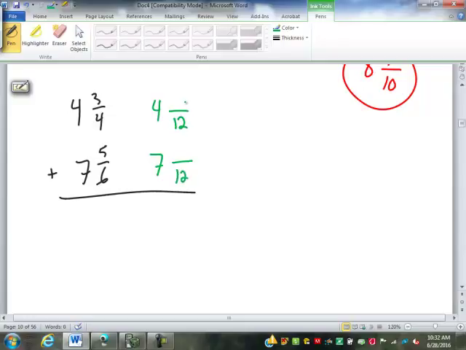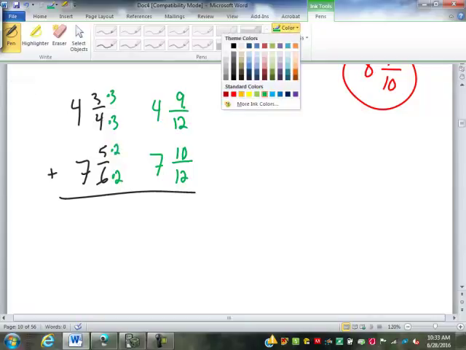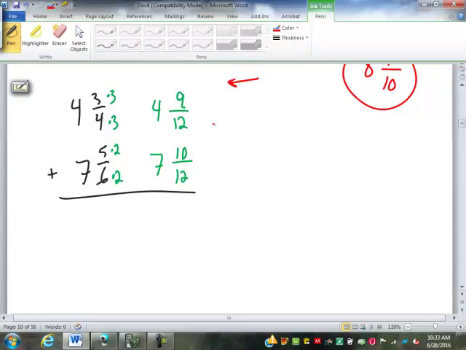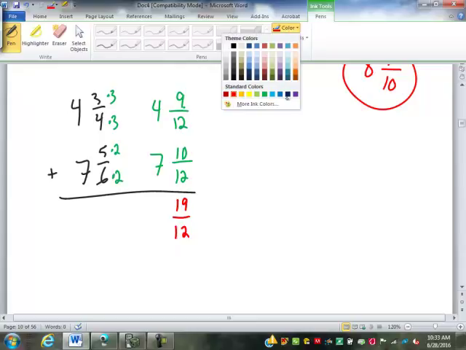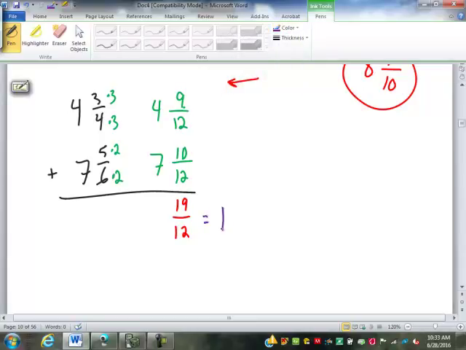Very good. What's going to go up here? 9. Good. 4 times 3 to make 12, so we have to do 3 times 3. Gives us 9. What's going to go here? 10. Good. 6 times 2 makes 12, so we have to do 5 times 2 to get a 10. And now, just like up above, we start on the right, we work our way back to the left. We'll do the fractions first. 9/12 plus 10/12 is 19/12. What's wrong with that? It's improper. So we can reduce that to 1 and 7/12.